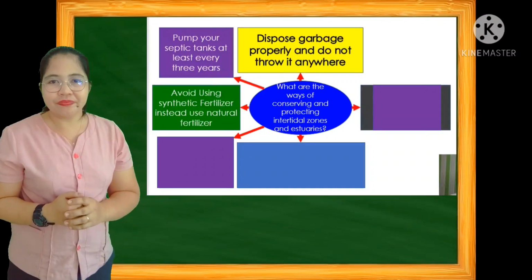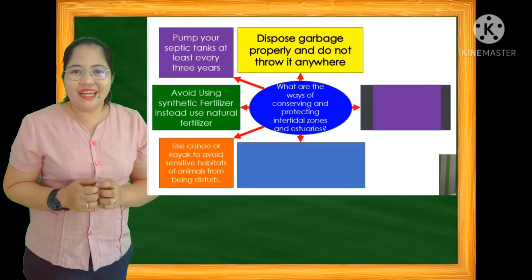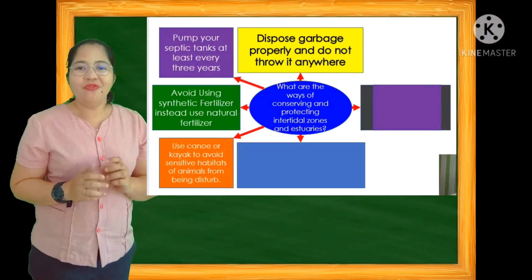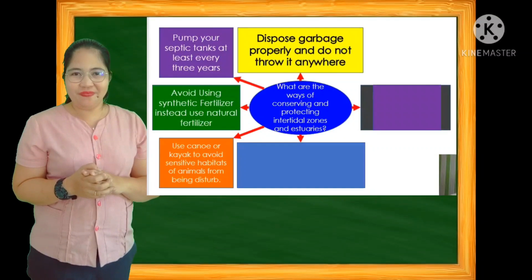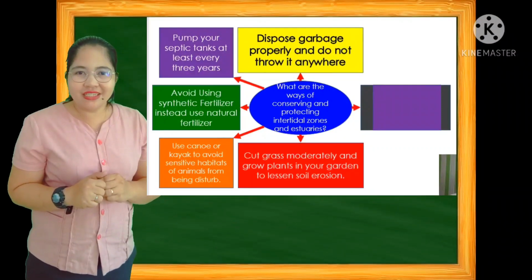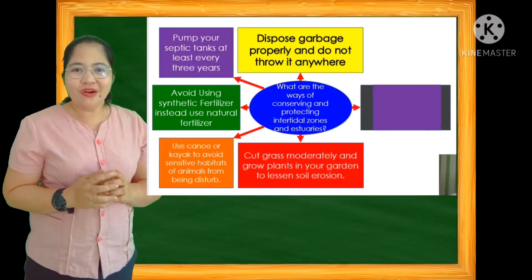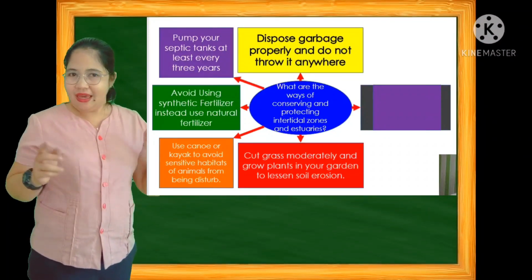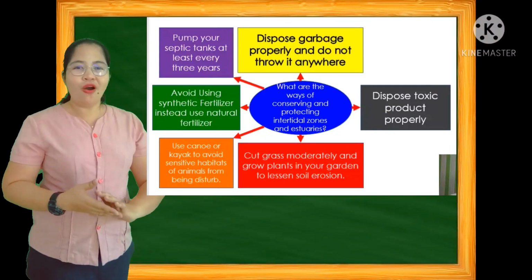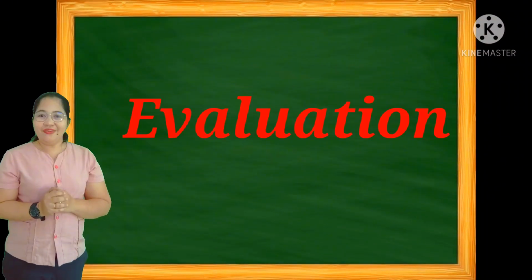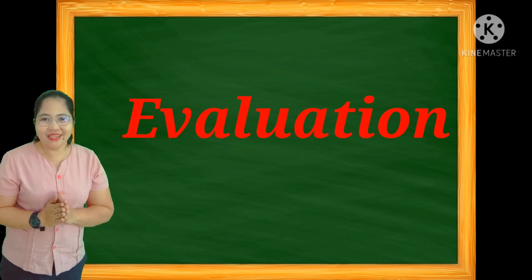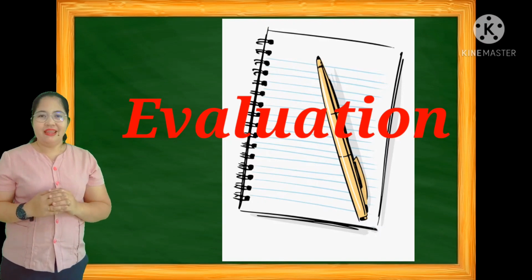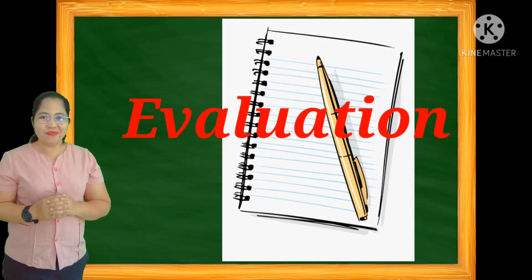And next, use canoe or kayak to avoid sensitive habitat of animals from being disturbed. Next, cut grass moderately and grow plants in your garden to lessen the soil erosion. And the last one, dispose toxic product properly. Now that you already know our lesson, let us have a quiz. Get your pen and paper and answer the following question.